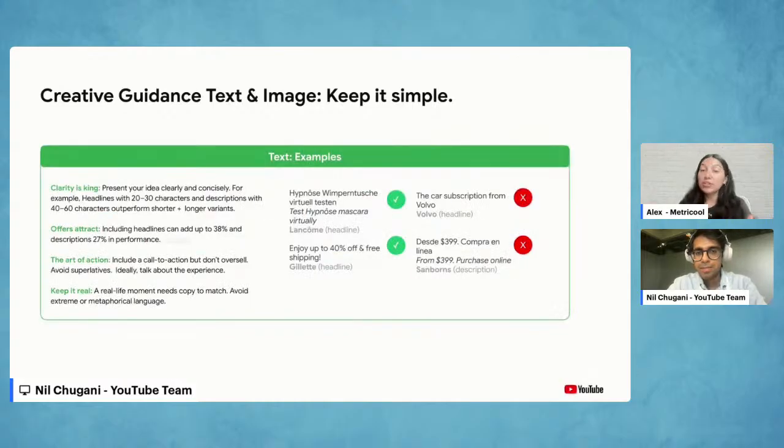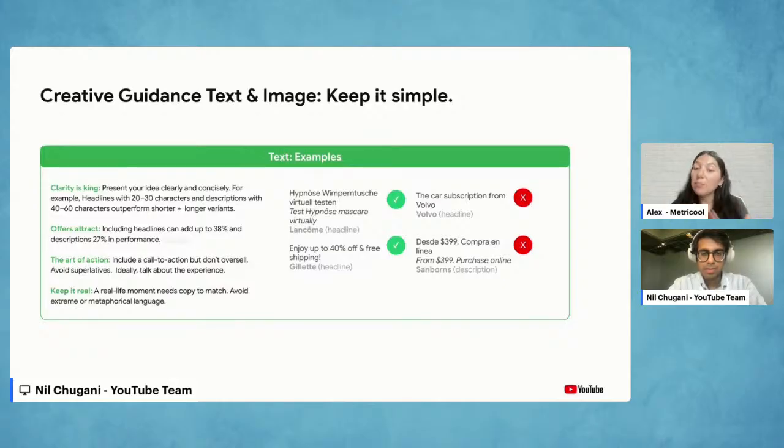And then similar to what I just said about images, we want to keep the same things in mind with text, right? We want to be clear. We want to make sure that we have simple calls to action, but also a value proposition. And you want to make it the easiest possible for your user to understand the next step. So a great example would be: enjoy up to 40% off and free shipping. This is great because you're giving them a deal, and you're telling them what you want them to do next.